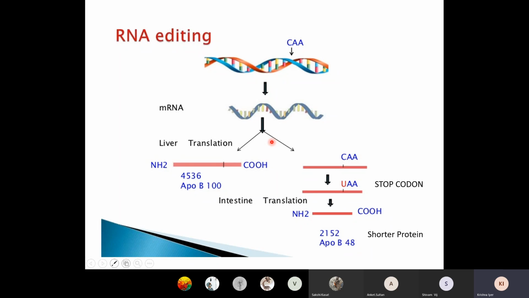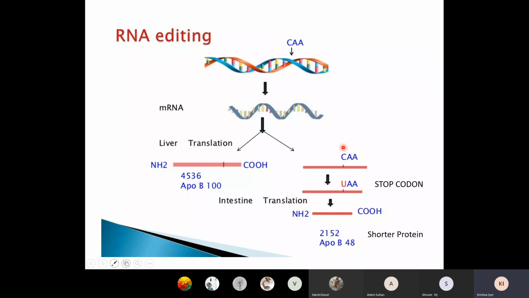Okay, now this is an example of a gene which is read to make an RNA. Once this RNA is made, interestingly, the processing that occurs in the liver is different from the processing which occurs in the intestine. It's the same gene, the same mRNA, and see what happens in the liver. It gets translated, and you get a protein which is called ApoB100. Now the same RNA in the intestine is RNA edited.